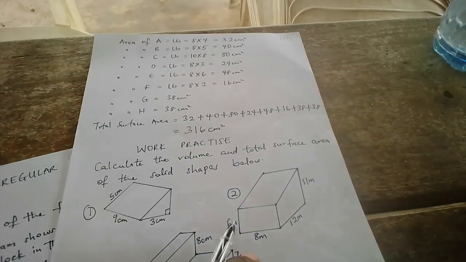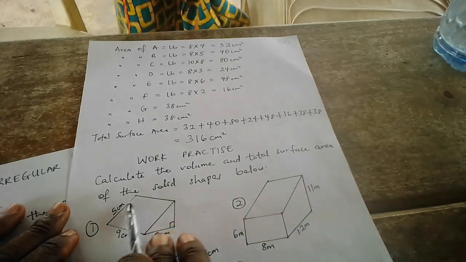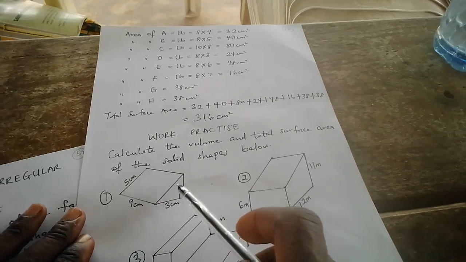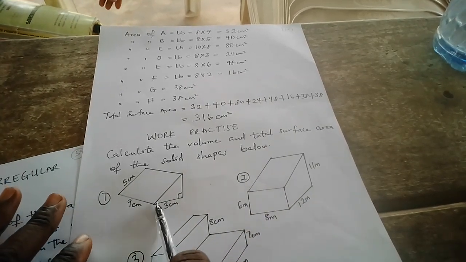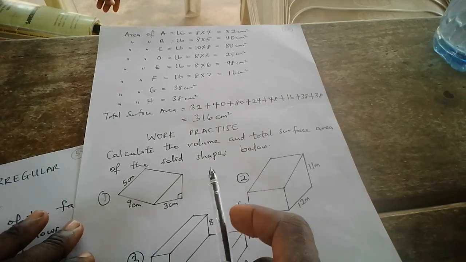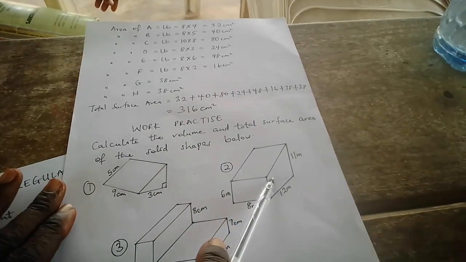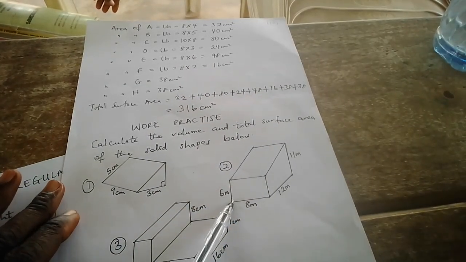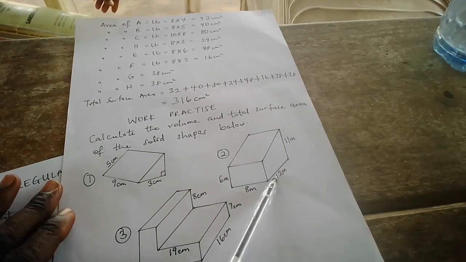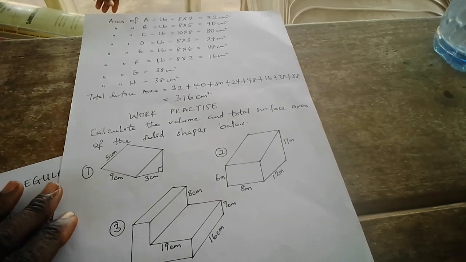So for the assignment, for the work practice, calculate the volume and total surface area of the solid shapes below. So you highlight the face of this triangle. You look for the volume and the total surface area. When you are looking for total surface area, you must learn to dismantle it and you add it together when you look for the individual areas. Then this also, the lengths are 6 meters by 8 meters by 12 meters by 11 meters. Look for the total surface area and the volume. This also, look for the volume and the total surface area.